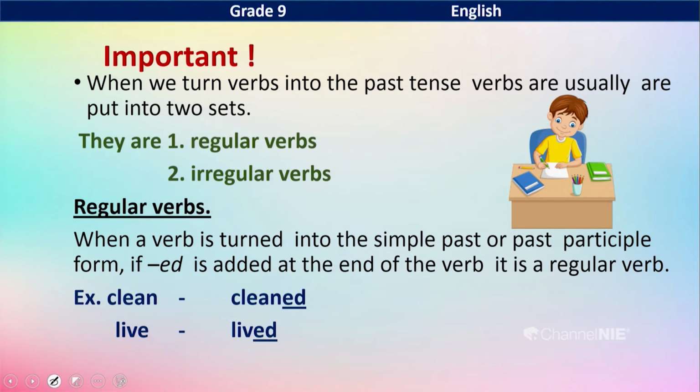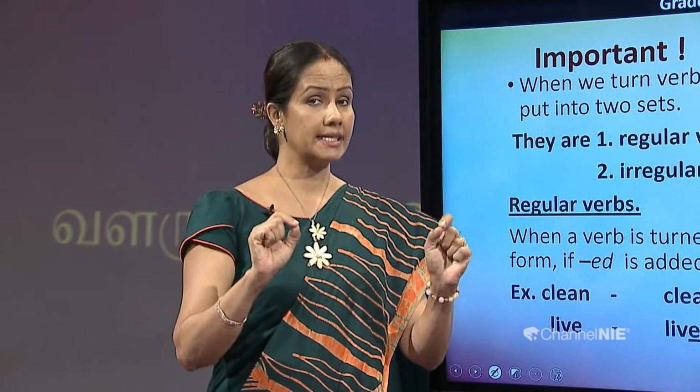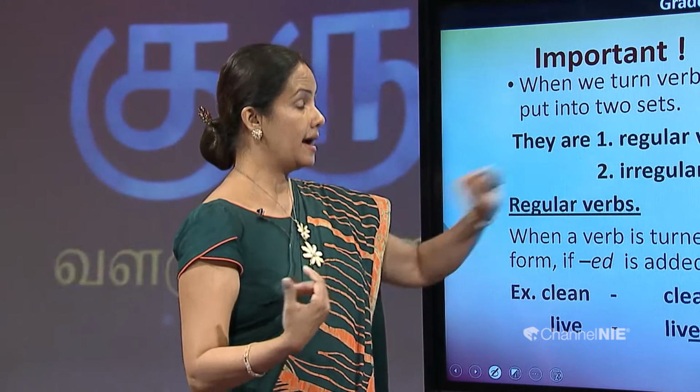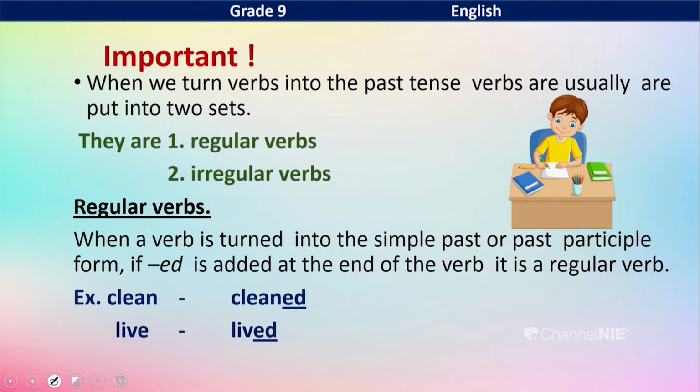When we turn verbs into past tense verbs, they are usually put into two sets. You know, verbs can be turned into past tense. But when you turn them into past tense, again they go under two categories. They are regular verbs and irregular verbs. Shall we tell our children what they are, miss? Yes, okay. What are regular verbs?